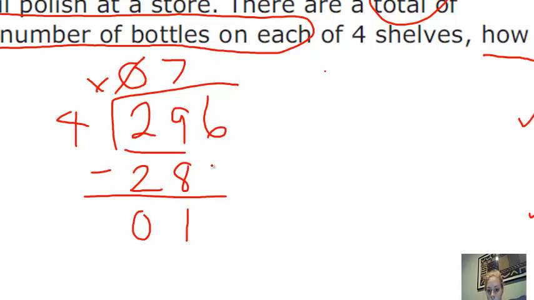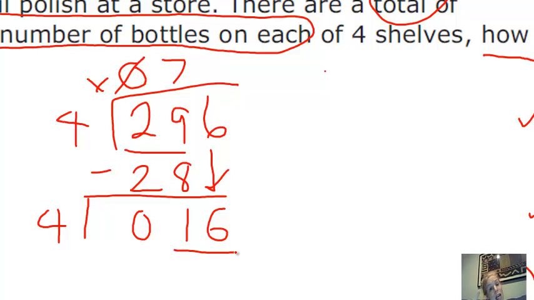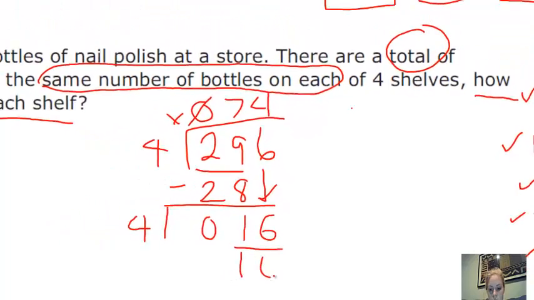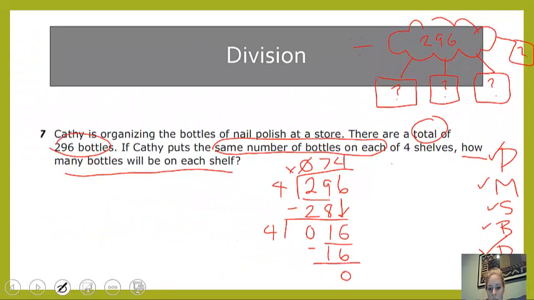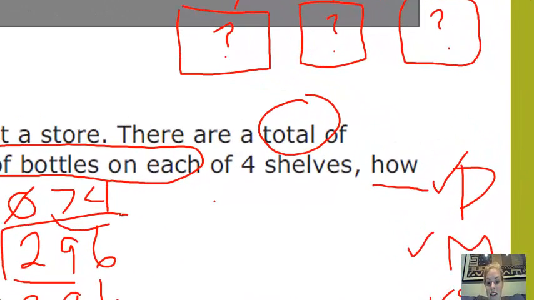Bring down the 6. Now I have to do it again. How many times does 4 go into 16? Let's roll. 4, 8, 12, 16. Jackpot. 4 times. 4 times 4 is 16. Subtract, and I have 0. I have nothing else to bring down, so that means I don't have a remainder. So my answer, my friend, is 74 bottles are going to go on each shelf.